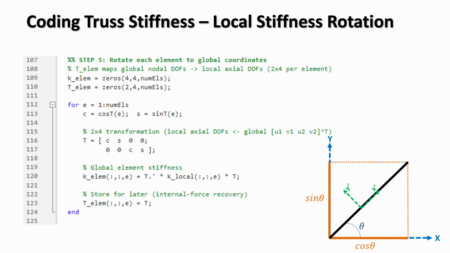Once the matrix T is formed, the global stiffness matrix for the element is computed using T transpose times the local stiffness times T. This rotates the element stiffness from the local coordinate system into the global coordinate system, so that its contribution is aligned correctly with the global degrees of freedom that we identified earlier. Once all the elements are transformed, we're ready to assemble them into the global stiffness matrix.